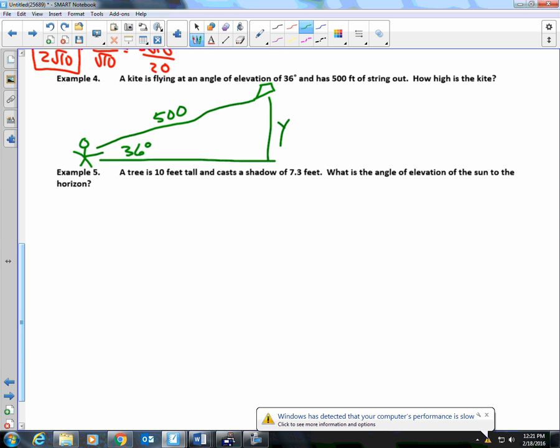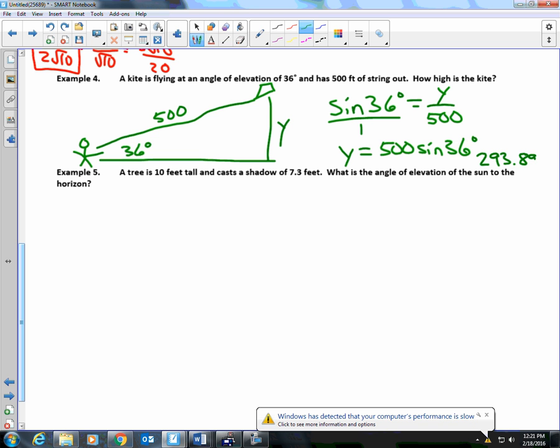So I'm going to call that y. We're wondering the height. Somebody choose a trigonometric ratio. Sine of 36 degrees is equal to y over 500. I will cross multiply and get y is equal to 500 sine of 36. And now I need a handy-dandy calculator because I don't know the exact value of sine of 36. If you do, you should not be taking this class. You're way too intelligent. 293.89. We're measuring in feet. There we have it.